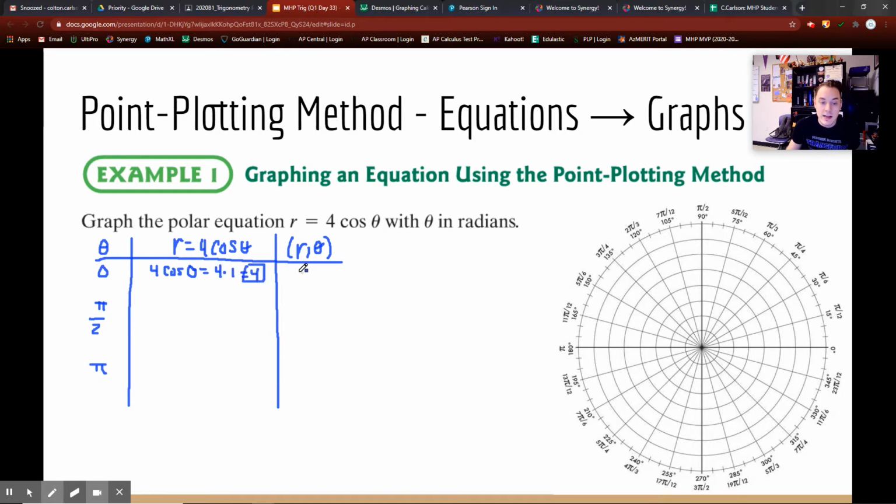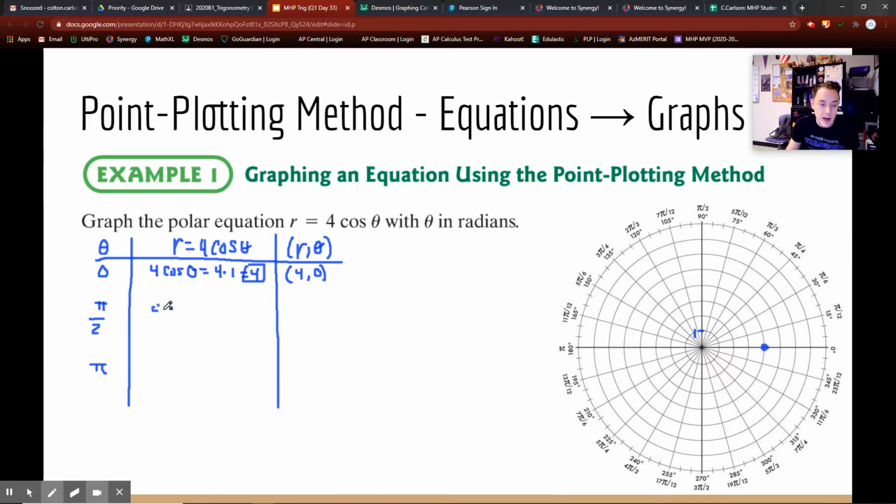Now, what does that mean? That means my point here, I had 4 for my r, and my theta is 0. So that right there, I can actually plug in. So 4 comma 0. I plug in my theta first. So where's my theta? Well, it's 0. And then 4, it's going to be out. Let's make this 1 here. So that's just going to be 1, 2, 3, 4. So it's going to be somewhere right here. That's 4 comma 0.